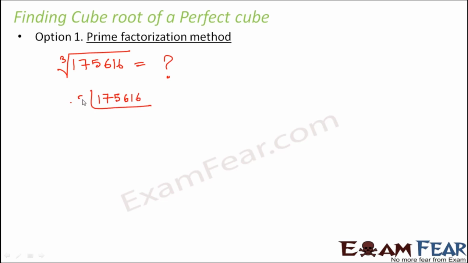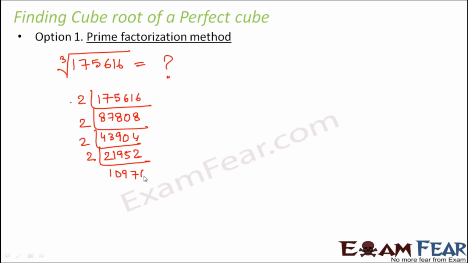The first number that would divide it completely is 2. So 2 8s are 16, 2 7s are 14, 2 8s are 16. Again 2 4s are 8, 2 3s are 6, 2 9s are 18, 2 4s are 8. Again, 2 2s are 4, 2 1s are 2, 2 9s are 18, 2 5s are 10. In this fashion, you continue the prime factorization.